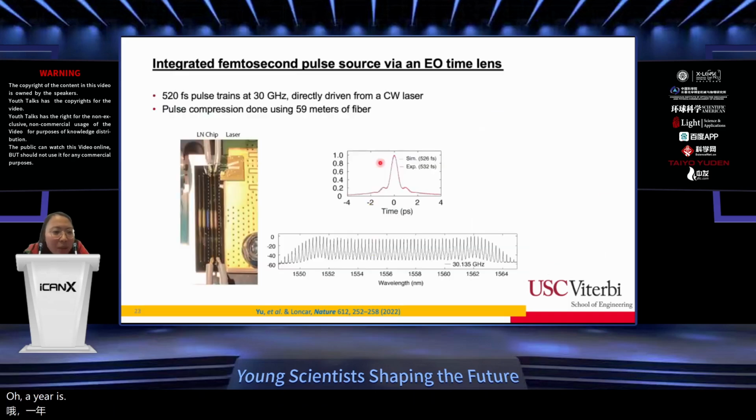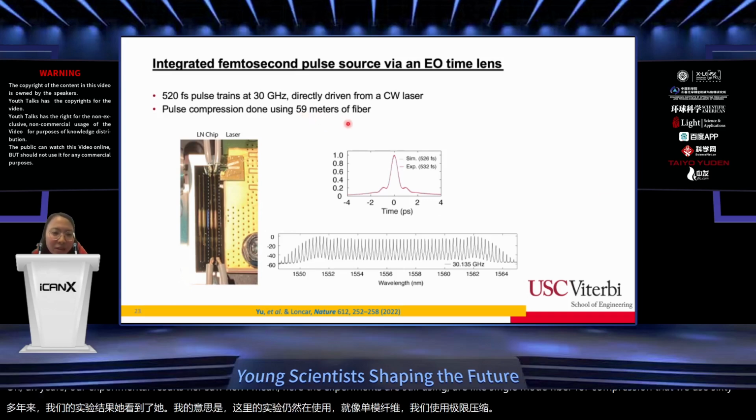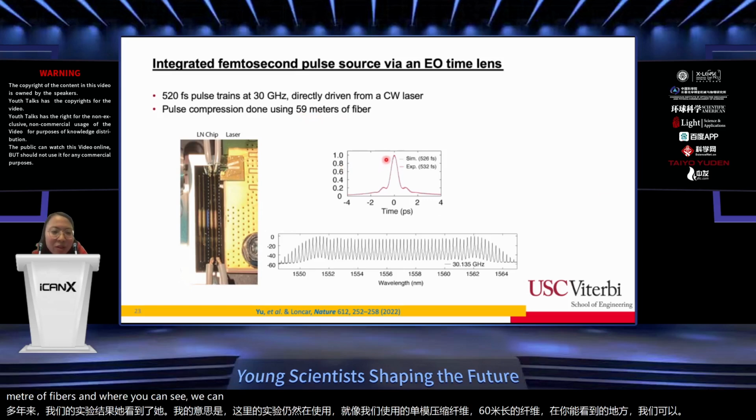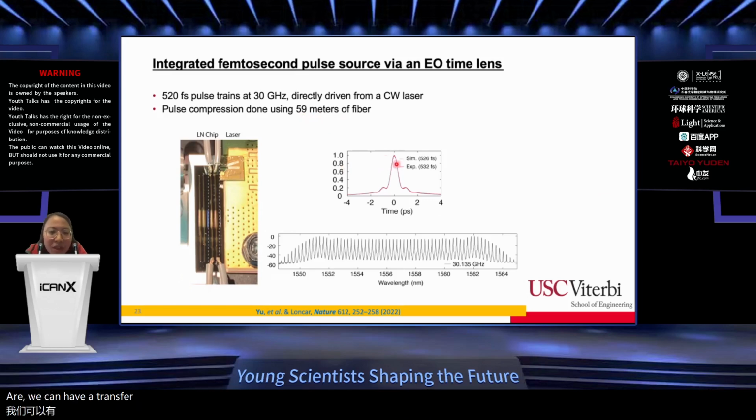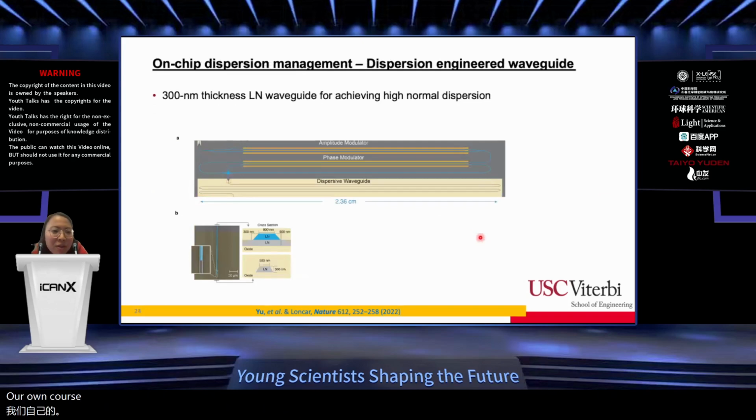Here are our experimental results. The experiments still use single-mode fiber for compression, and we use 16 meters of fiber. You can see we have a transform-limited pulse with a pulse duration of 500 femtoseconds at the output. Of course, in the frequency domain, that corresponds to electro-optic frequency combs with comb line spacing equal to the microwave drive. Of course, we're not satisfied with this because we want an integrated dispersion medium fully on chip as well.